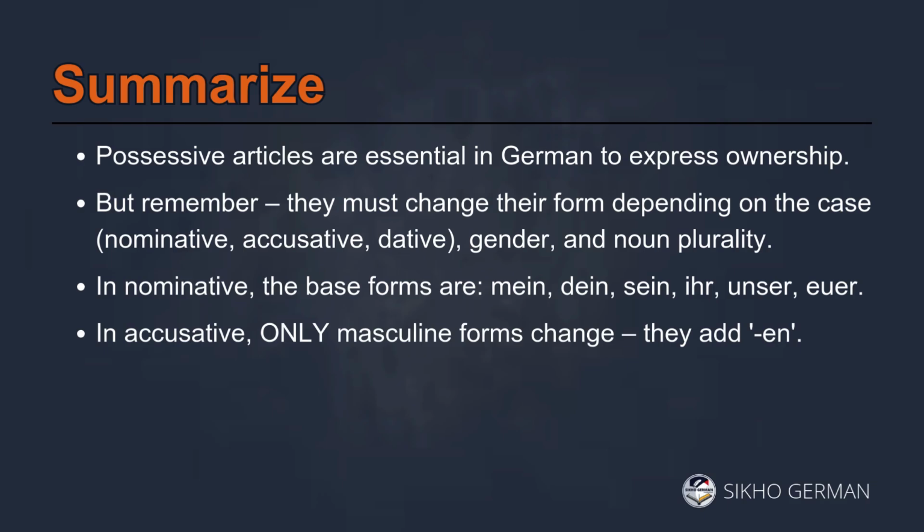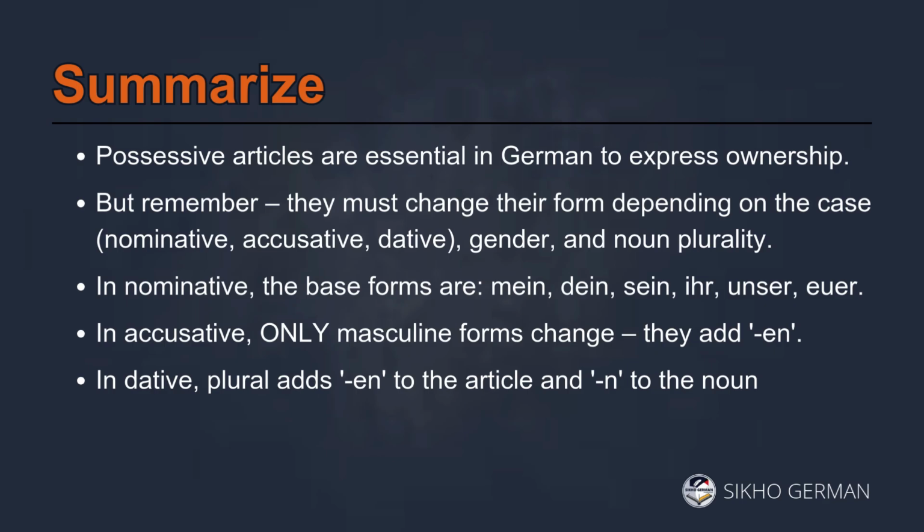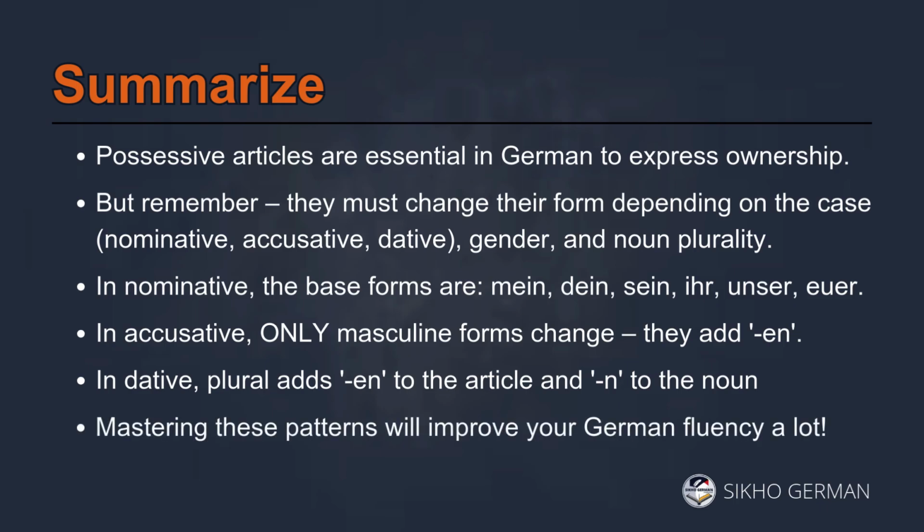Fourth, in accusative, only masculine forms change. They add en. Everything else stays the same as nominative. Fifth, in dative, all forms change. Masculine and neuter add em. Feminine adds er. Plural adds en to the article and n to the noun. Sixth, mastering these patterns will improve your German fluency a lot. They appear in almost every sentence you create. The key is practice. The more you use these possessive articles in context, the more natural they'll become.